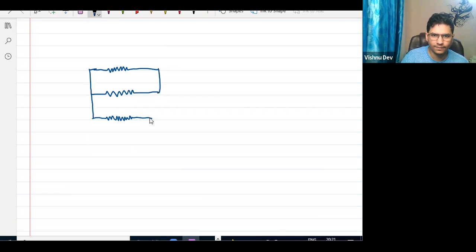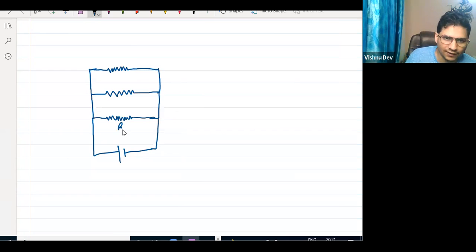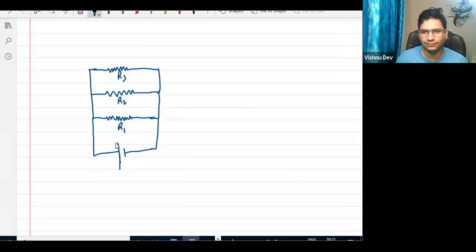Now tell me one thing: is this circuit the same as the above circuit? No sir. Now tell me, can I write the same here? Suppose this is R1, this is R2, and this is R3. Can I write R equivalent is equal to R1 plus R2 plus R3 here? No, sir. This is common sense, it won't be that. Now think about it, everyone think about it.